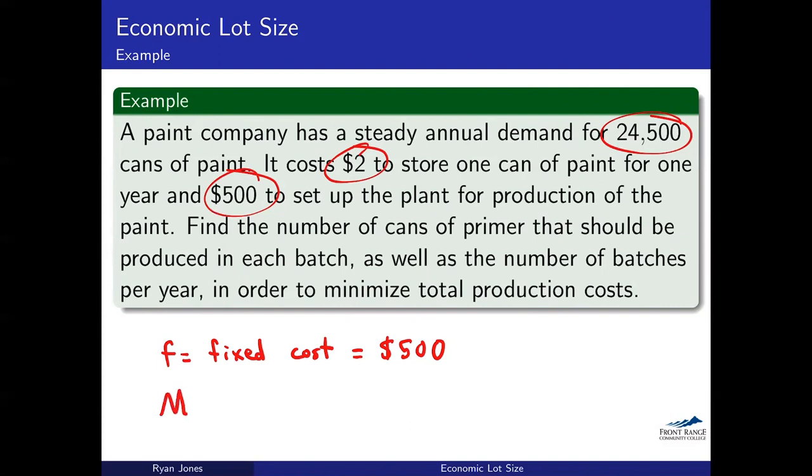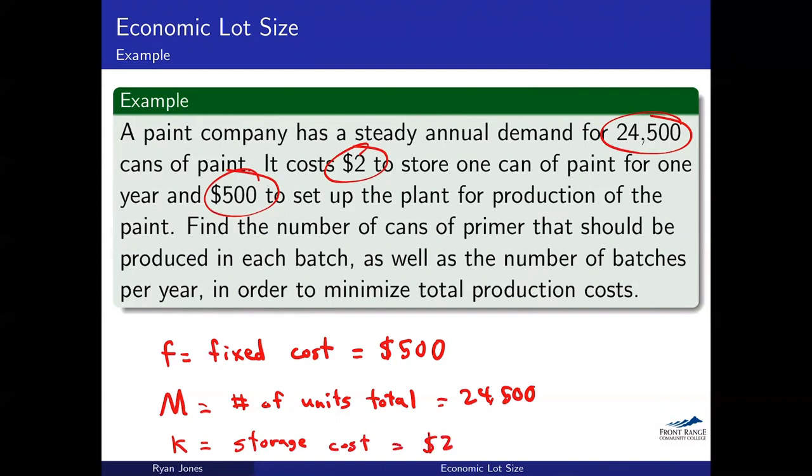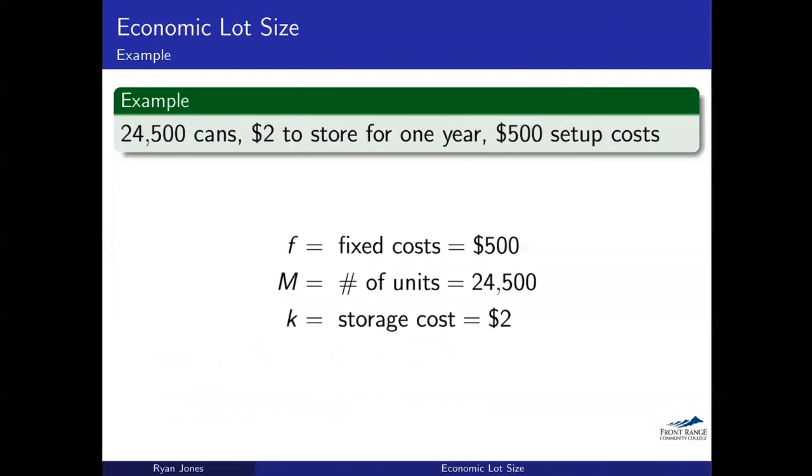M, capital M, is going to be the number of units total. So this is over the course of a year. That's going to be 24,500. And then K is going to be our storage cost, which, as is labeled pretty clearly in the problem statement, is going to be $2. So we have all of those listed one more time, and we can now just plug and chug. It's really not any more difficult than that.